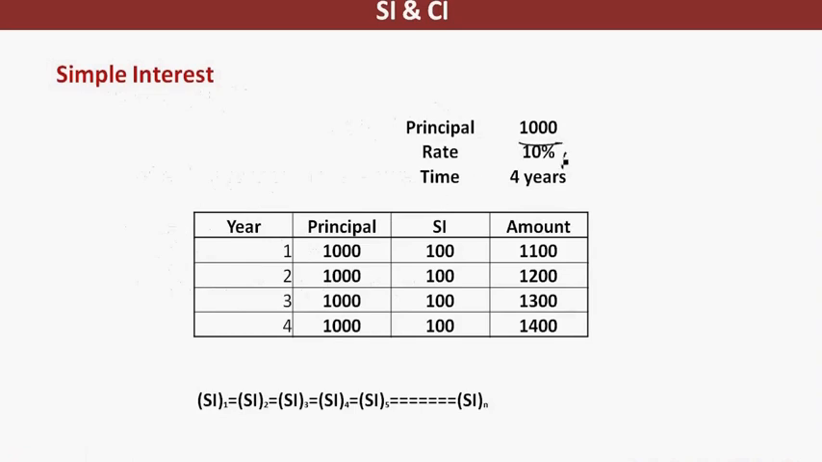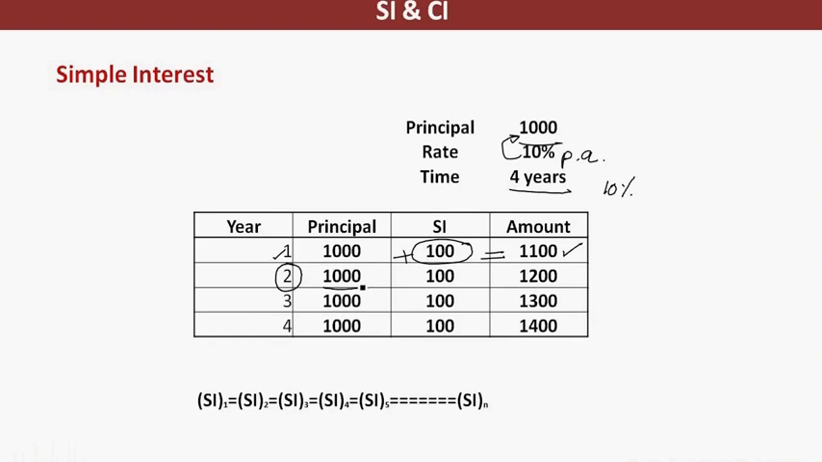Let's take an example. Let me suppose I started with an initial amount of 1,000 and the rate of interest was 10%. By default, if nothing is written, we'll assume it's a per annum rate, and I've invested 1,000 rupees at a 10% rate for 4 years. So in year 1, I've invested 1,000 rupees and I would get 10% on 1,000. If I calculate 10% on 1,000, the interest that I'm getting is 100 rupees. So the simple interest for the first year is 100, added to my principal to give me my final amount at the end of 1 year as 1,100.